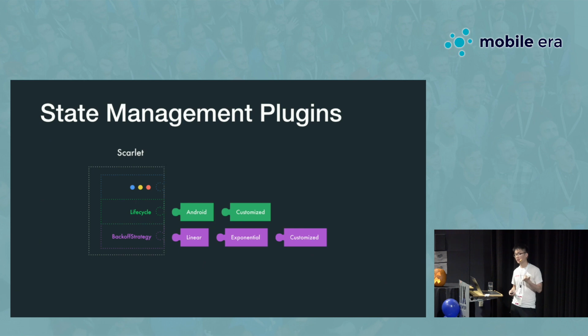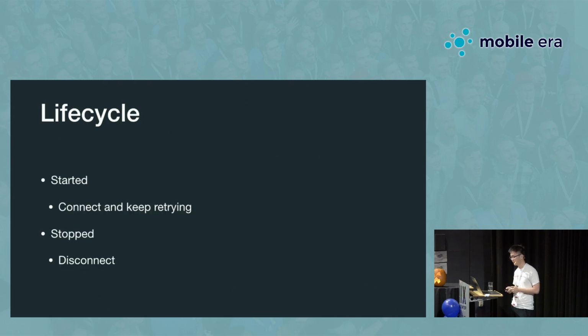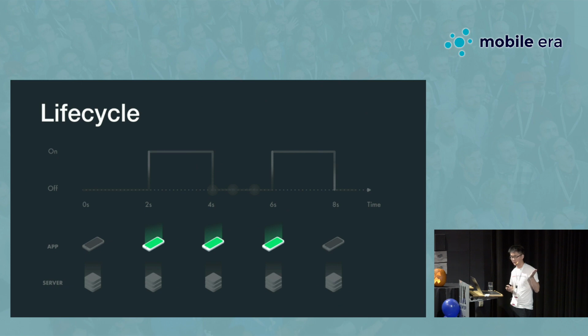Remember these lifecycle plugins? They allow the Scarlet state machine to keep the connection open for you. Just to recap, a state machine has two states: started and stopped. It tells Scarlet when to keep the connection open, and when the lifecycle is on and the connection failed, Scarlet will retry until it succeeds.